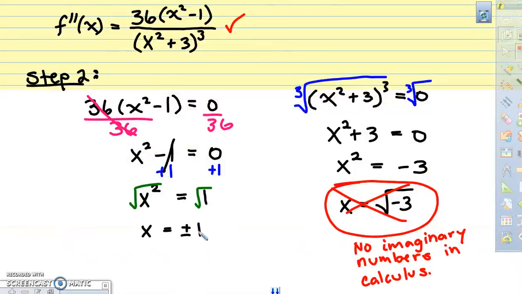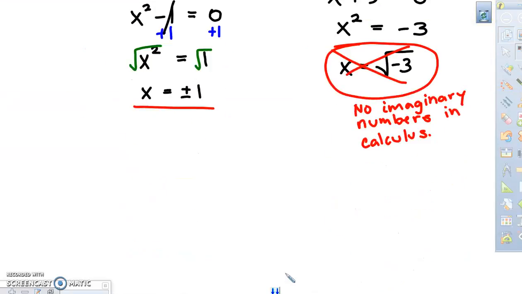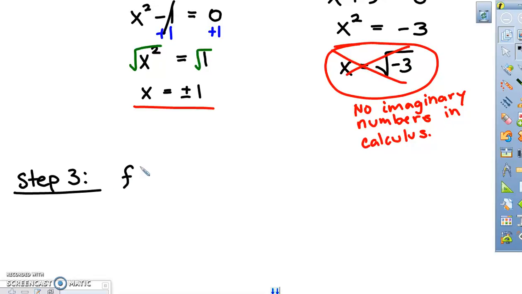Hopefully you got these x values: x equals plus or minus 1, so x equals positive 1, x equals negative 1. For the denominator, the square root of negative 3 would consist of imaginary numbers, and I just want to remind you that there are no imaginary numbers in calculus, so we ignore that and just focus on these. The next step is to plug these into the number line. So step 3, you're going to choose some test values on the f double prime number line.